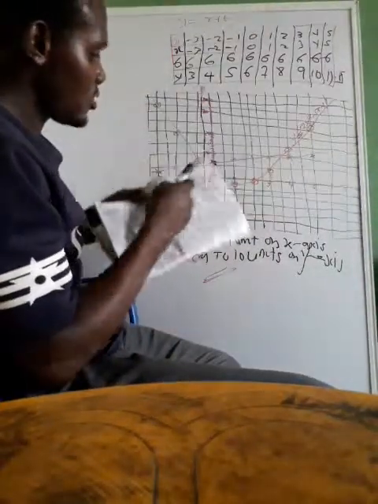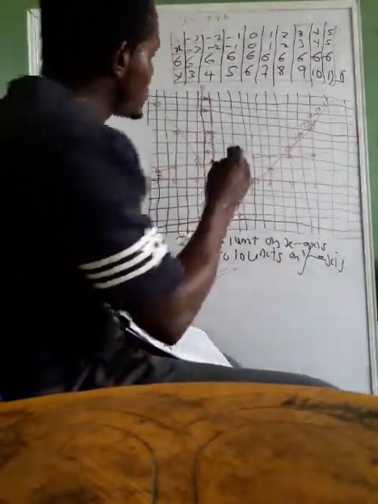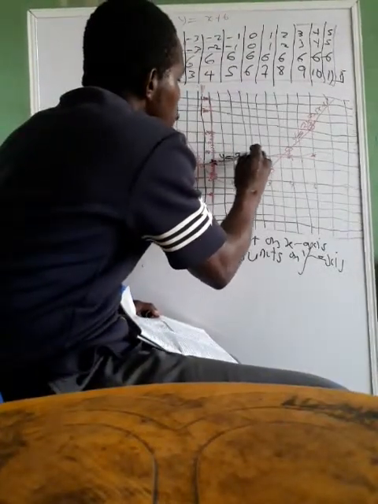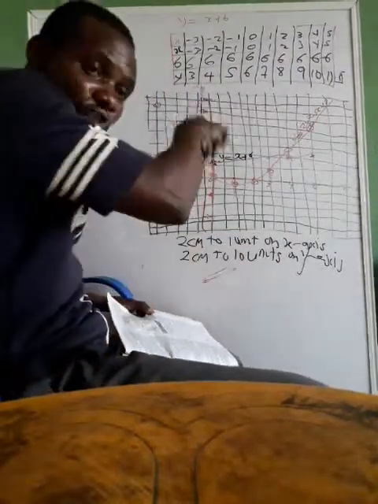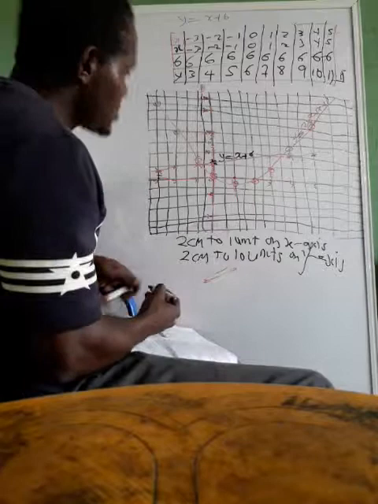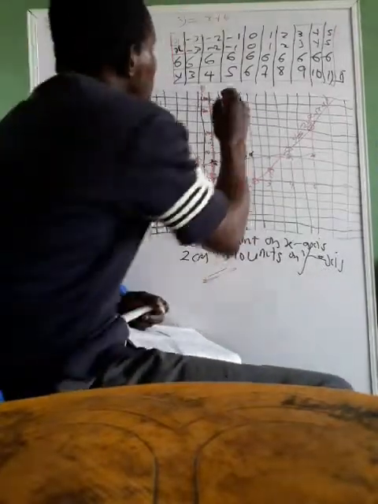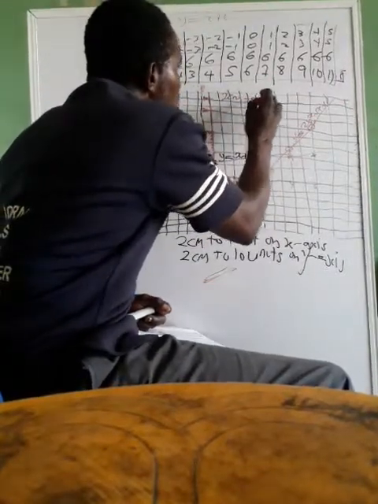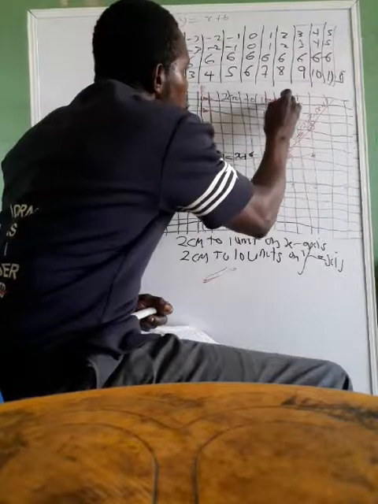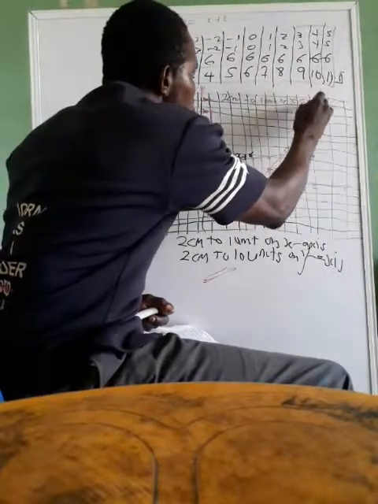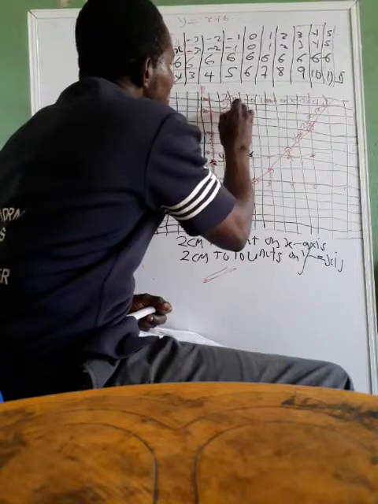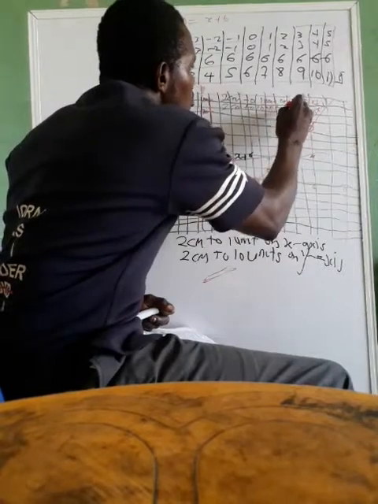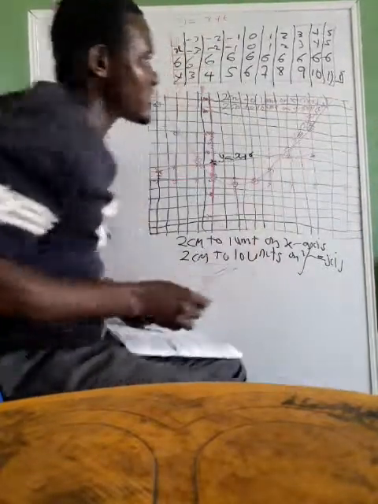Don't forget, I told you that whenever you plot a graph, you write the equation on it: y equals s plus 6. And you have to write your scale on it. The scale says, let me use a red pen, 2 centimeters, you write it at the edge like this on the graph, 2 centimeters to 1 unit on the x axis. Then you write 2 centimeters to 10 units. Use your pencil to write all of them on the y axis. So that is the scale you are given in the question.